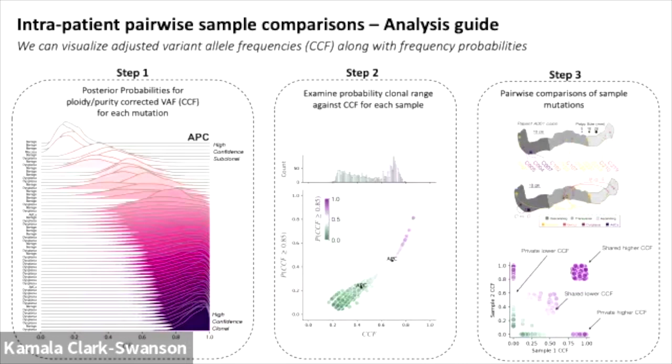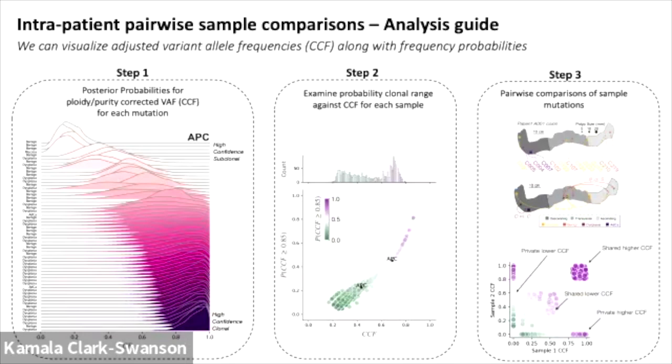Here I'm showing in these joy plots the posterior distributions for APC mutations. What you can see is at the top, those distributions that are shifted towards the left, the lower frequency, are going to be our high confidence subclonal mutations. And those closest to the bottom are our high confidence clonal mutations. For APC, we see that the high confidence clonal distributions increase in our dysplasia samples, and those towards the top are in the more benign samples.